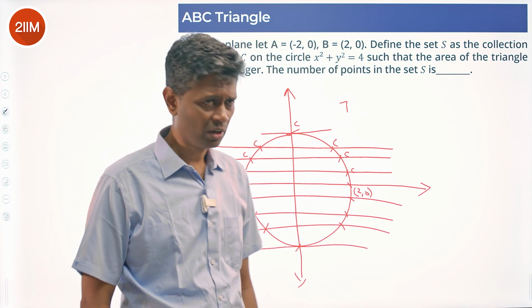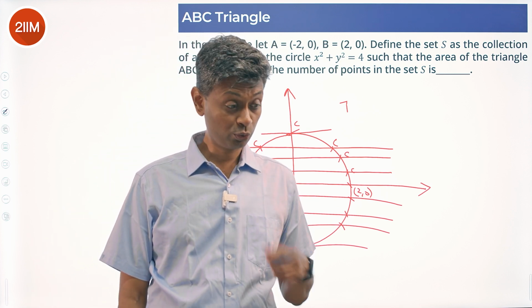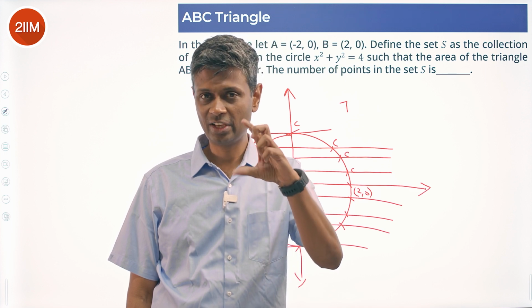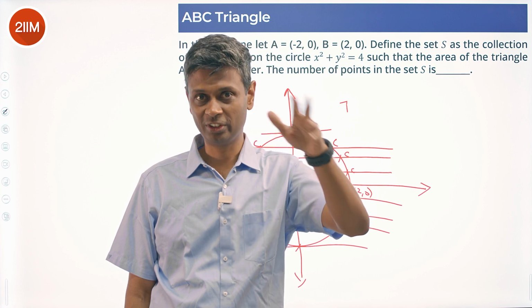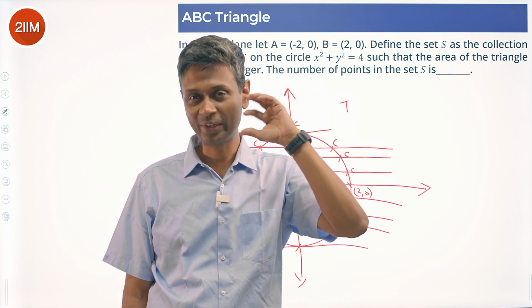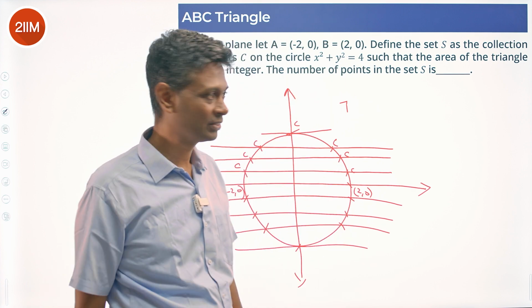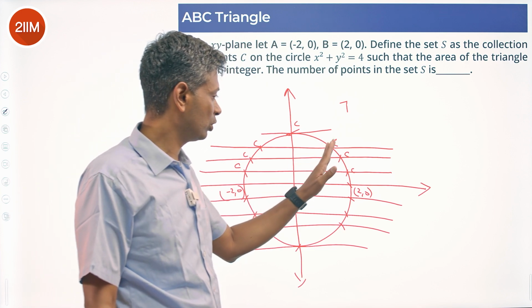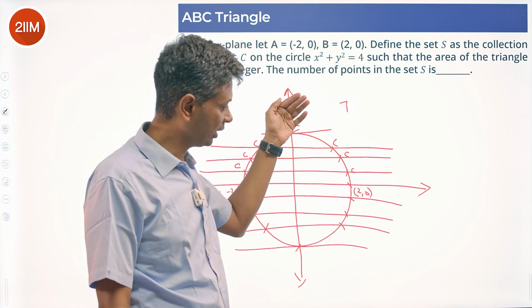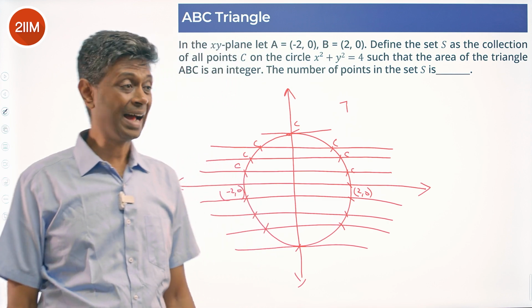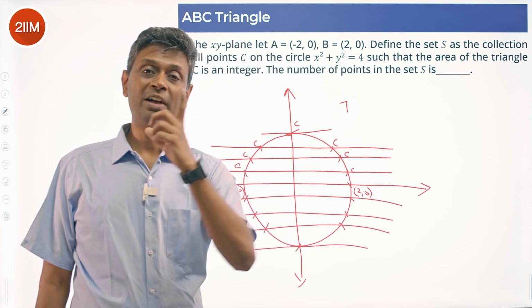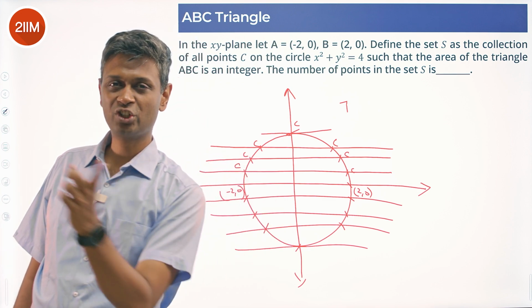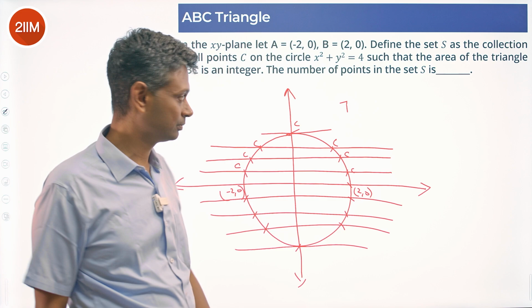Wonderful question. Half into AB into CD. Half into 4 into k, where k is the y coordinate of point C. And then we are through. Remember that C can happen on both sides. C can happen above the x-axis and below the x-axis. And where that height is 2, there is only one value of C because the line becomes a tangent to the circle, not a chord to the circle.